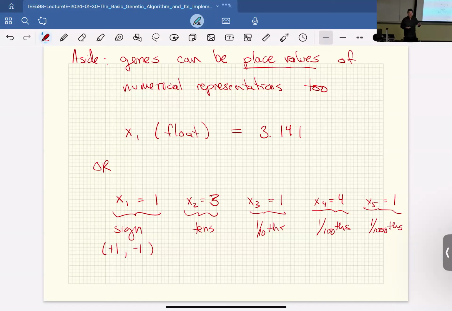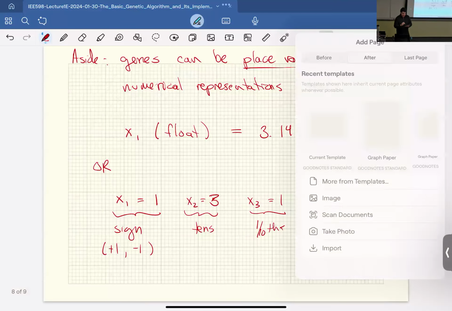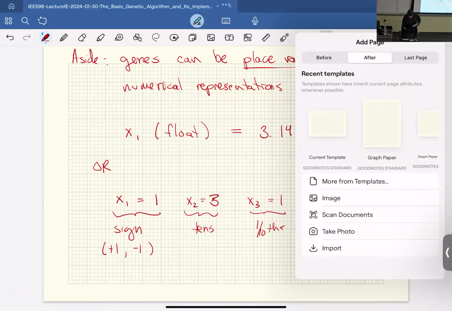Okay, so questions about that, all the ways you can represent genotypes? Okay. All right, so let's move on into how to choose our breeders.